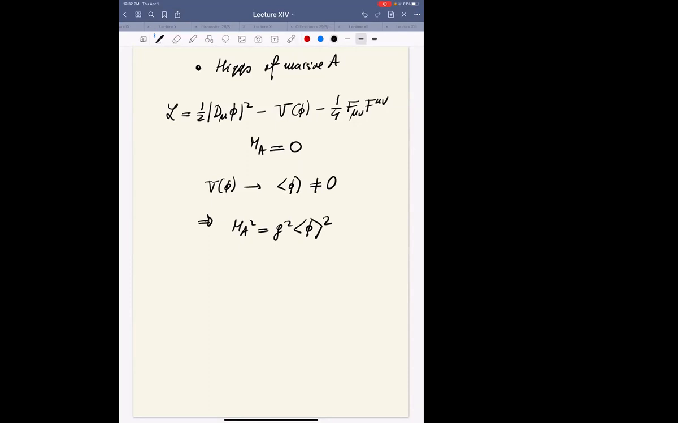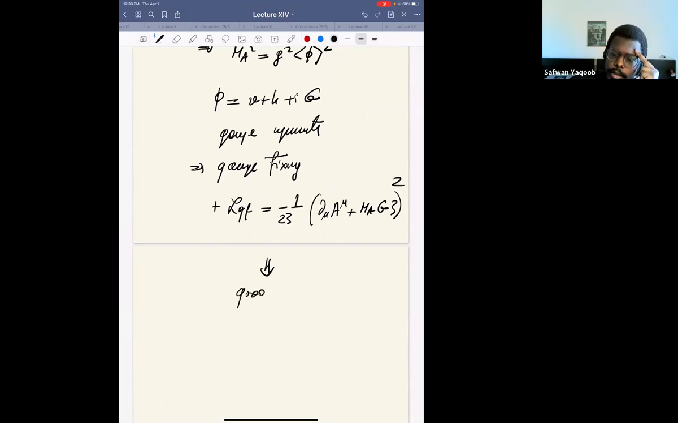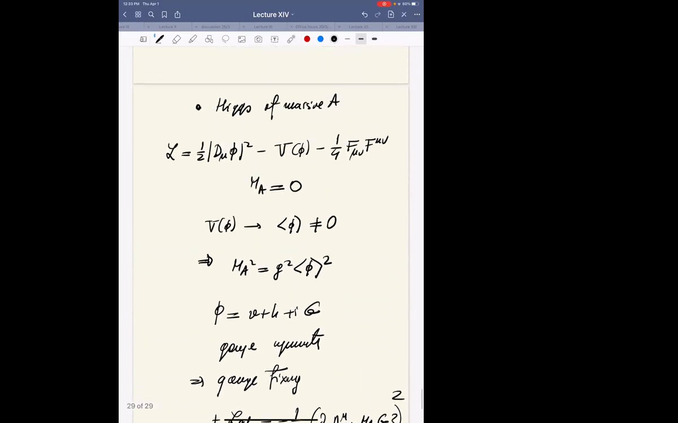I got the mass. All I said is that in this theory, because of the gauge invariance, you see, this theory is gauge invariant. Just write phi as v plus h plus i G. You have a gauge symmetry. You need gauge fixing, as in QED. So you add the gauge fixing term, and now you get a good propagator. Okay, I got it, I had a misconception. You get good propagators. But all of this you are telling me because you are keeping G. G is not physical.